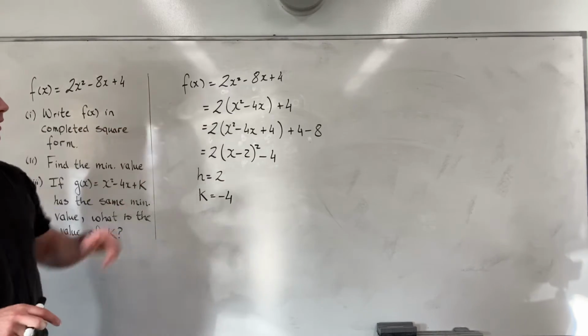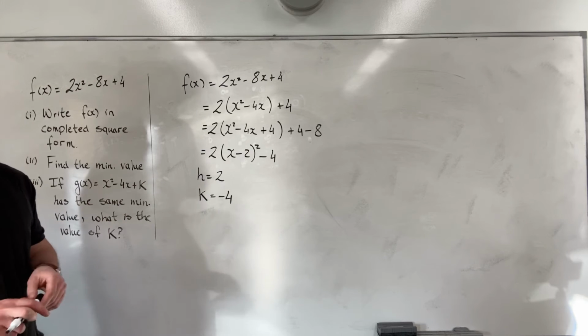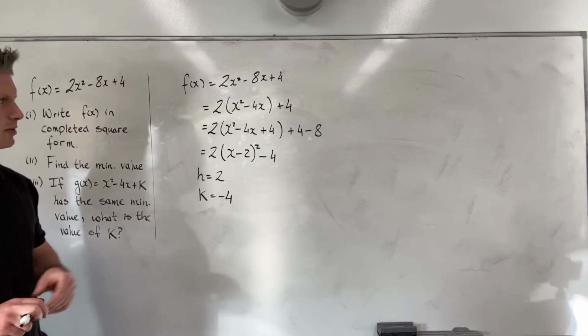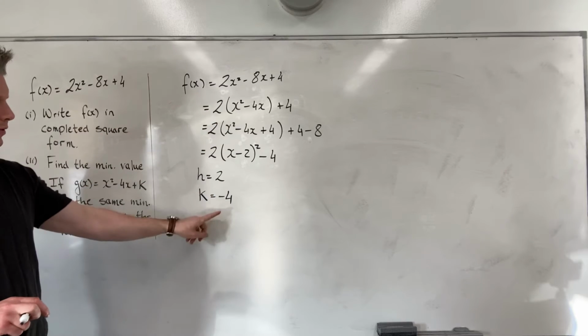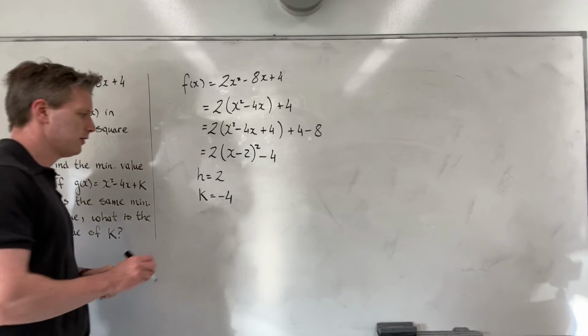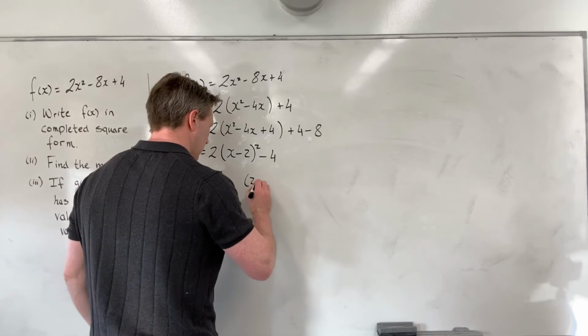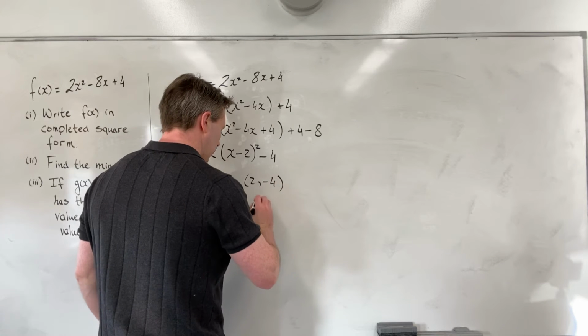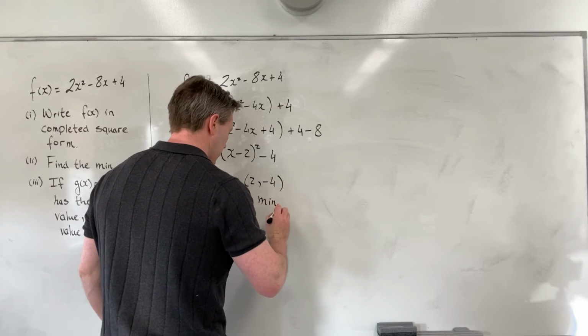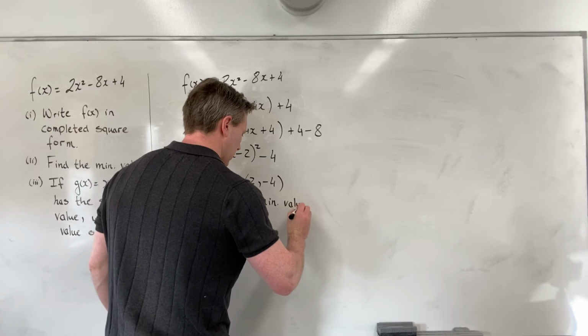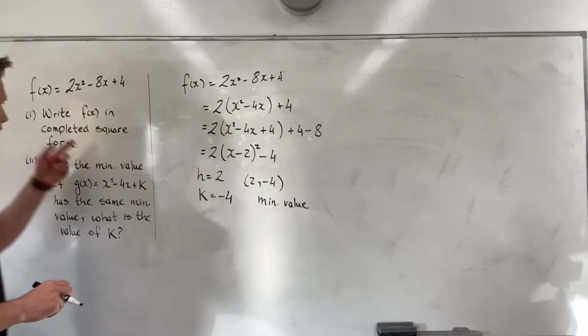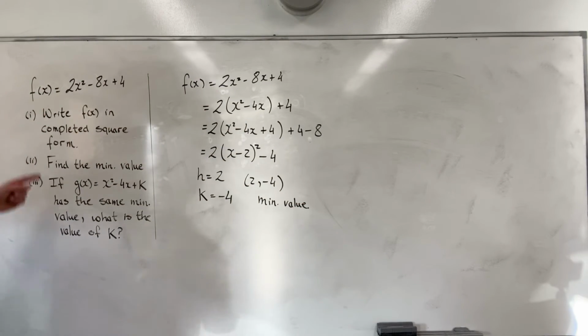We have a quadratic function with a positive coefficient on the x squared term. So it is a parabola that will open upwards. So this 2, negative 4 is a minimum value. This is our minimum value. And so this is the first two parts of our question answered. We have written the function in complete square form, and we have found the minimum value.